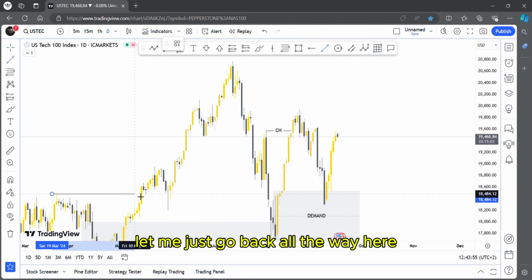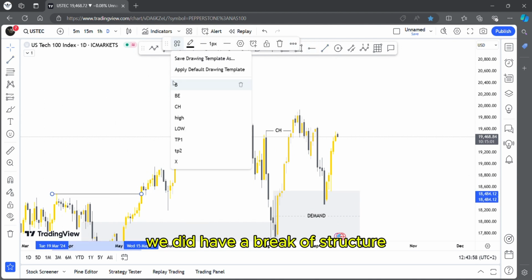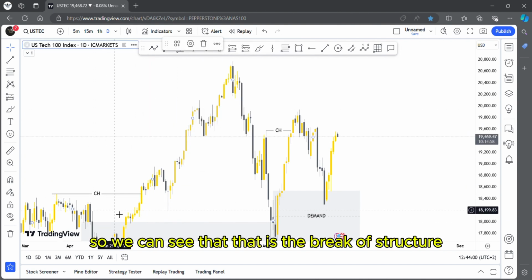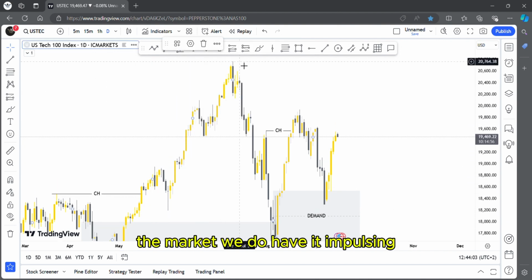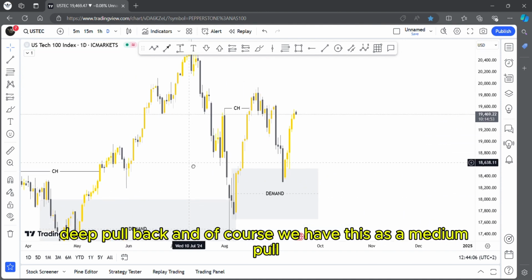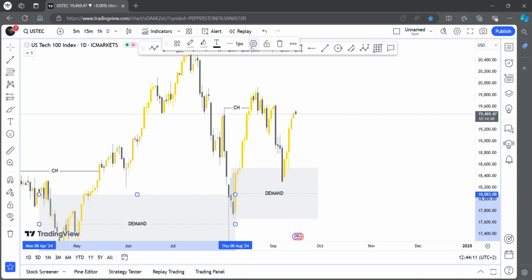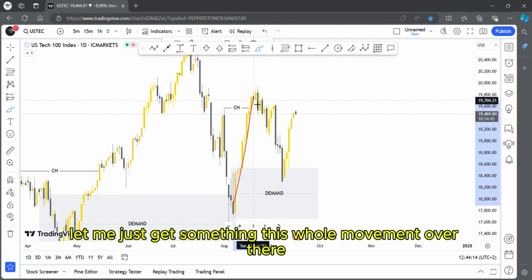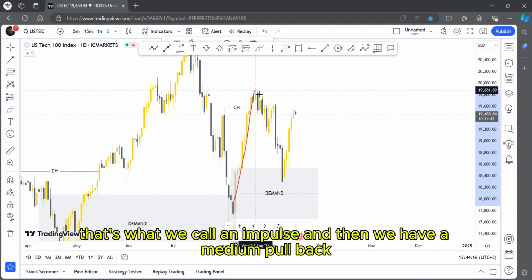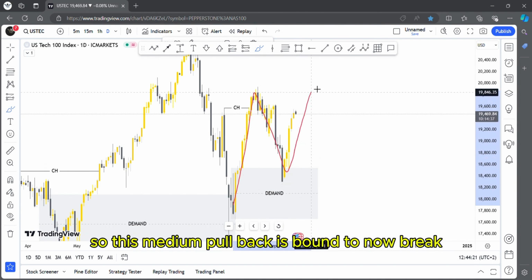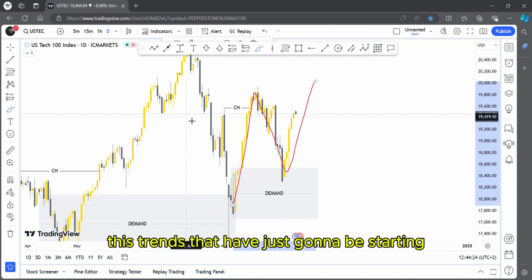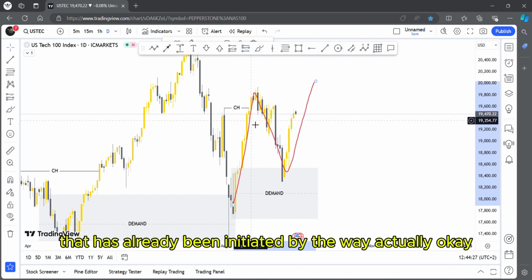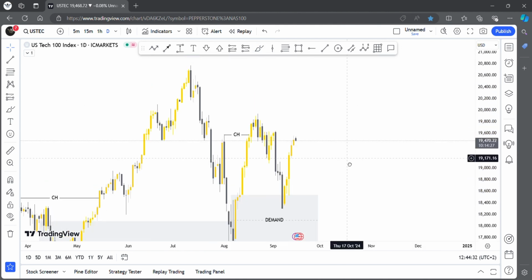This of course was a break of structure. Let me just go back all the way here. We did have a break of structure, so we can see that that is the break of structure. The market, we do have it impulsing, deep pullback, and of course we have this as a medium pullback. So this whole movement over there, that's what we call an impulse, and then we have a medium pullback. So this medium pullback is bound to now break this trend that is just going to be starting. That has already been initiated, by the way, actually.